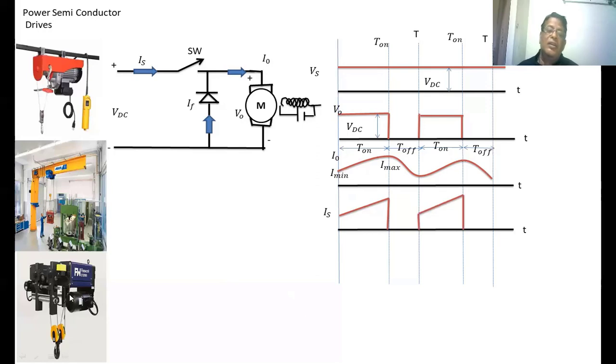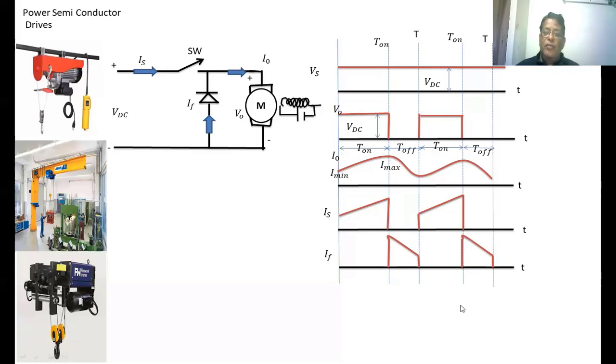Next, the freewheeling diode current. The freewheeling diode current is the current passing through the freewheeling diode only when the switch is off. This current is the freewheeling diode current. So you take the same current waveform here where the switch is off. Here also, this is the freewheeling diode current.